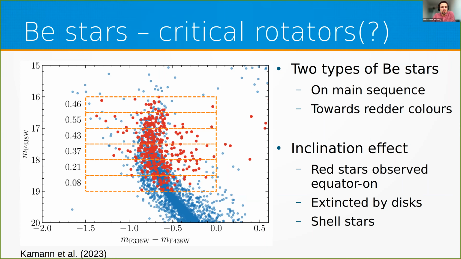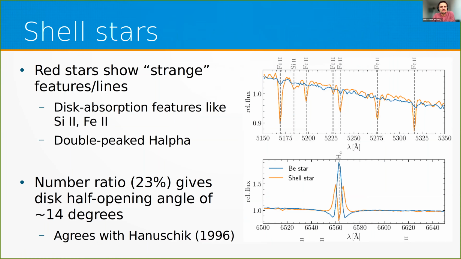And we also see this quite clearly if we compare the spectra of normal and strange BE stars, or shell stars, because the shell stars show quite a lot of absorption lines caused by, for example, iron 2 or silicon 2 that are caused by absorption in the disk, and that we don't observe in the standard BE stars. And furthermore, the shell stars also have double-peaked H-alpha lines, as you would expect if there is a disk that you're observing the stars through.